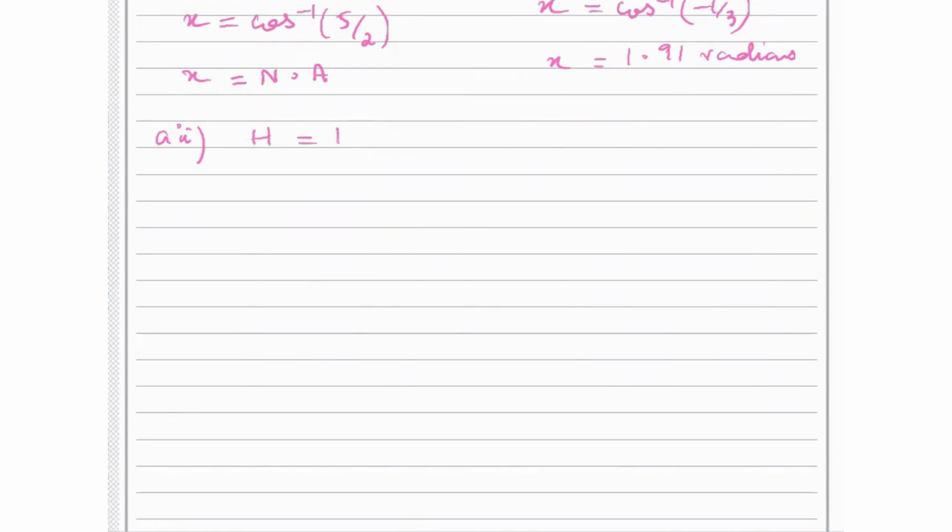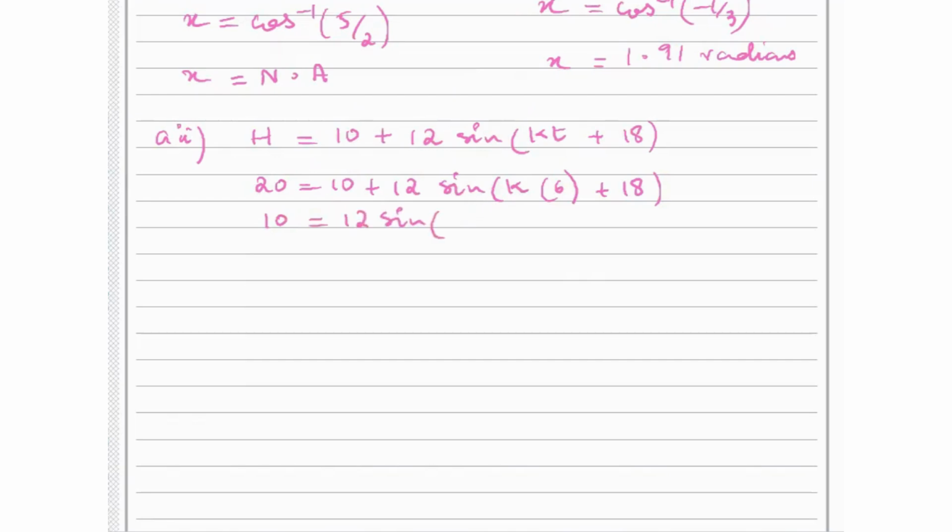H equals 10 plus 12 sine of K times T plus 18. So that's 20 equals 10 plus 12 times sine of K times 6 plus 18. 10 equals 12 sine of 6K plus 18. 10 over 12 equals sine of 6K plus 18.